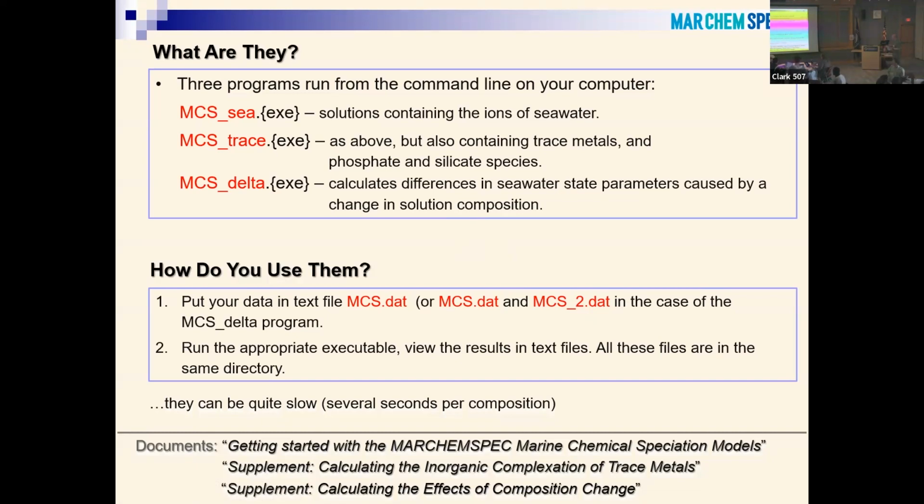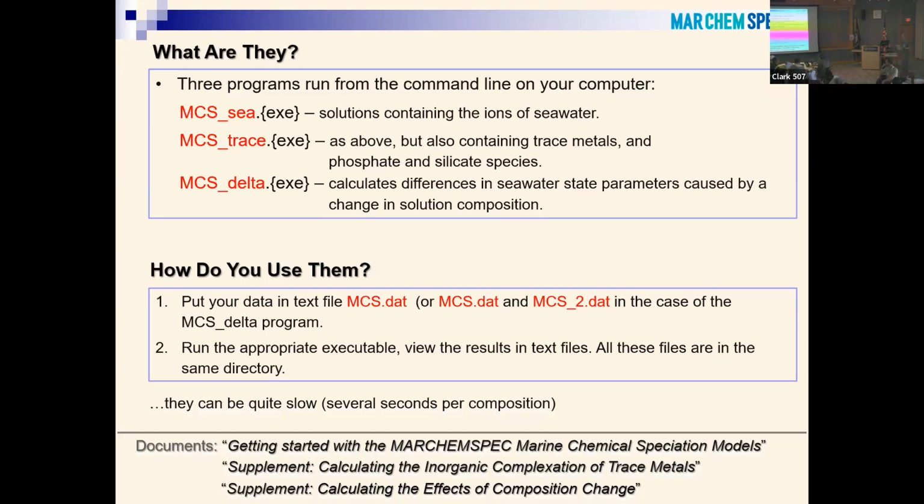MCS_C: solutions containing the ions of seawater. MCS_trace: same as the above, plus trace metals, and phosphate and silicate species. And MCS_delta, which calculates differences, changes in seawater state parameters caused by a change in solution composition.